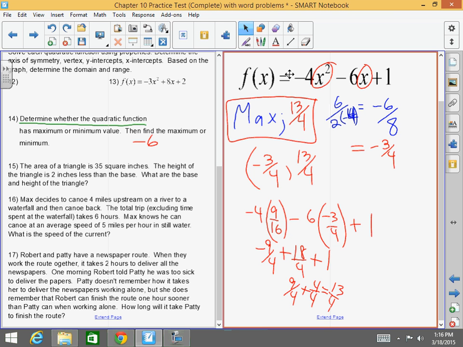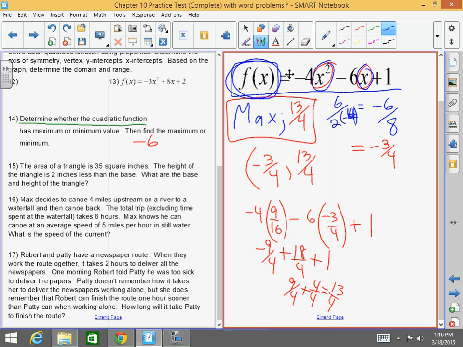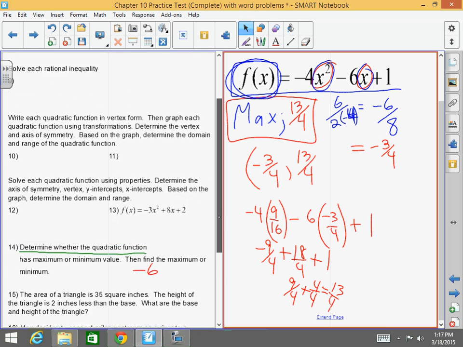Yes, sir. No, the formula for maximum is not negative b over 2a. That is the formula for the axis of symmetry. Negative b over 2a gives you the x value of the axis of symmetry. Once you have the x value of the axis of symmetry, you plug it into the function and find y. Yes? Okay.